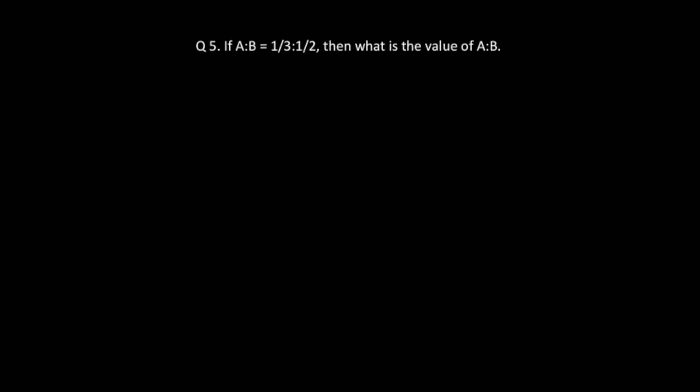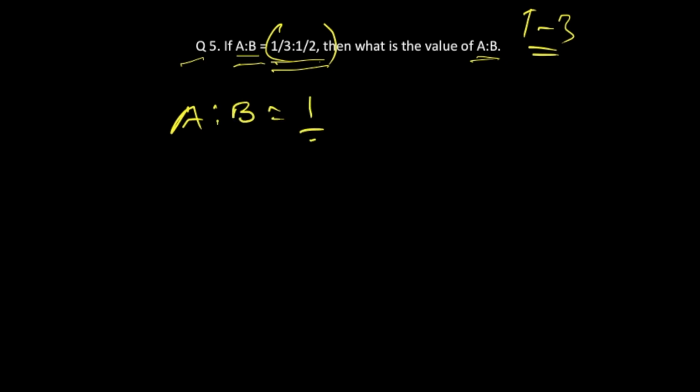Okay, so this is question number 5, which is talking about A is to B is 1 is to 3 and 1 is to 2. We are supposed to find the value of A is to B. In these questions, this is our type 3 and it is involving fractions. So we'll write them here: 1 upon 3 is to 1 upon 2.